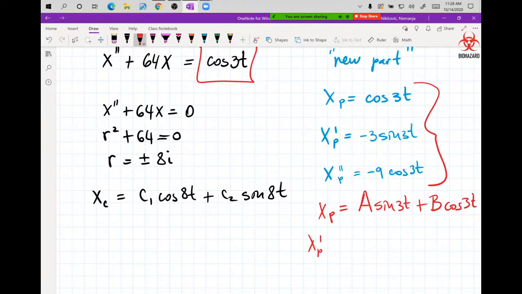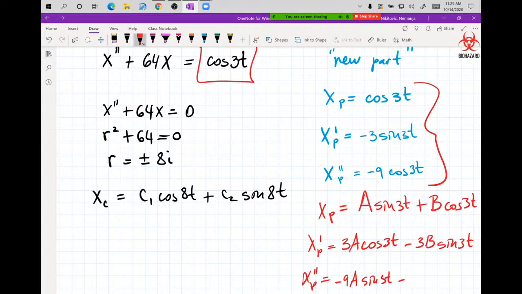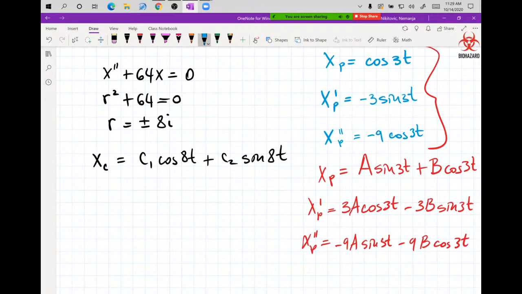And then the particular p prime is going to be 3a cosine 3t minus 3b sine 3t. And xp double prime is going to be negative 9a sine 3t minus 9b cosine 3t. So now we use this one and this one, plug into the ODE.